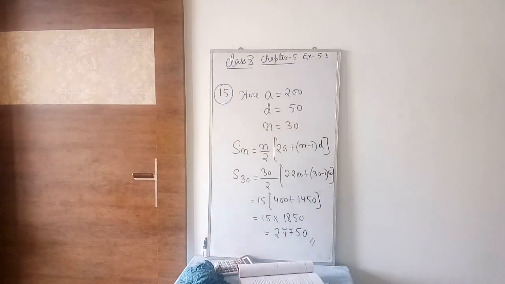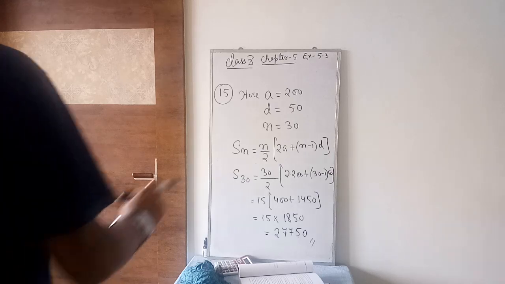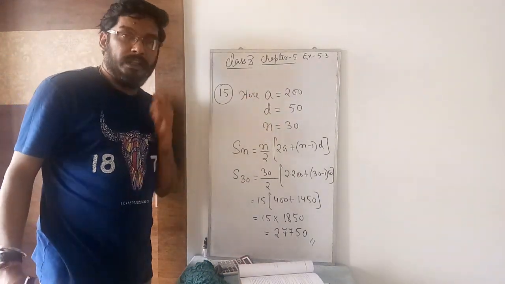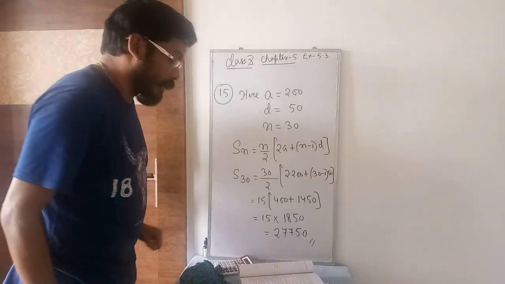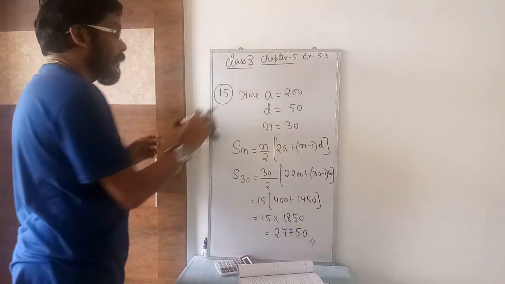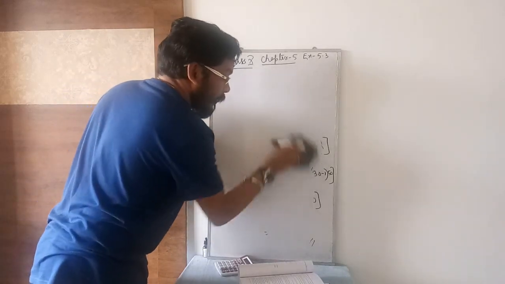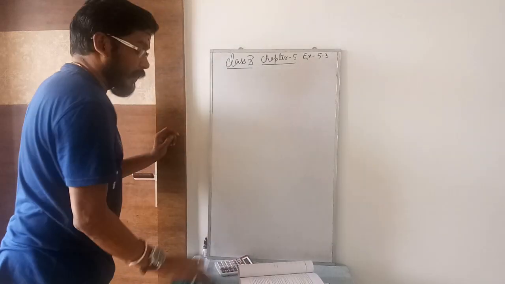So take the screenshot. Your first day penalty was 200. Every day it increases by 50. You have to find the penalty after 30 days, so N equal to 30. Now I will go for question number 16. Question number 16 you can give a star mark.